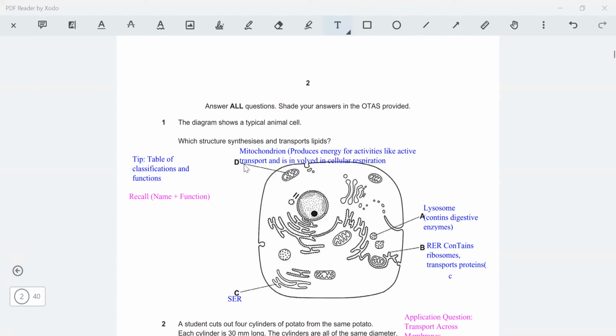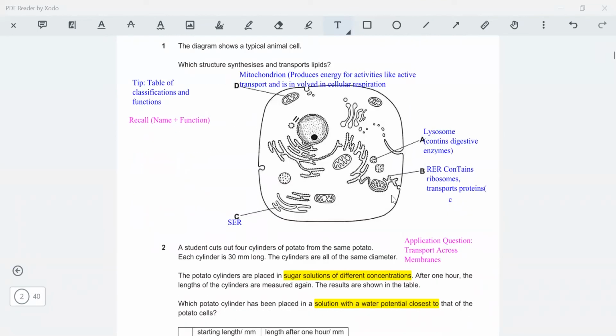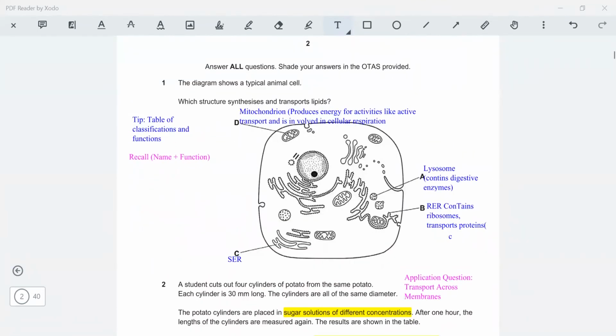organelle function. So mitochondrion actually produces energy for activities and is involved in cellular respiration. Lysosome contains the digestive enzymes, and RER contains ribosomes and transports proteins. So by process of elimination, even if you don't remember the function, the answer will be C.